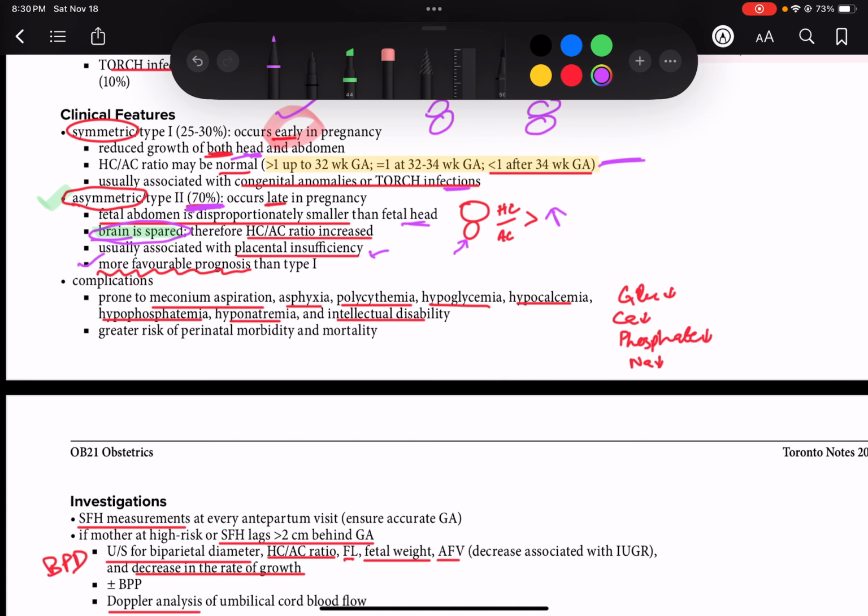Complications would lead to meconium aspiration, asphyxia, polycythemia. Because of growth restriction, all of these would be decreased too: less glucose, less calcium, less phosphate, hyponatremia, intellectual disability, and greater risk of morbidity and mortality too.